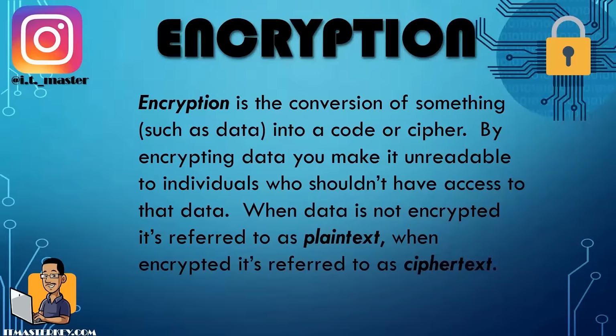So encryption is the conversion of something such as data into code or cipher. By encrypting data, you make it unreadable to individuals that shouldn't be able to read it. If something isn't encrypted, it's referred to as plain text, meaning that if somebody gets it, they can read it. If something is encrypted, it's called ciphertext, meaning that even if somebody captures it, even if somebody sees it, they shouldn't be able to read it. So we've got plain text and ciphertext.